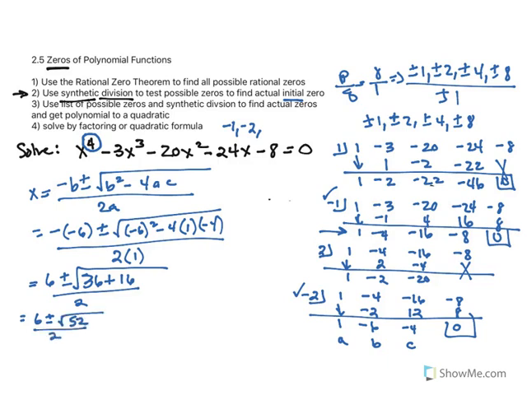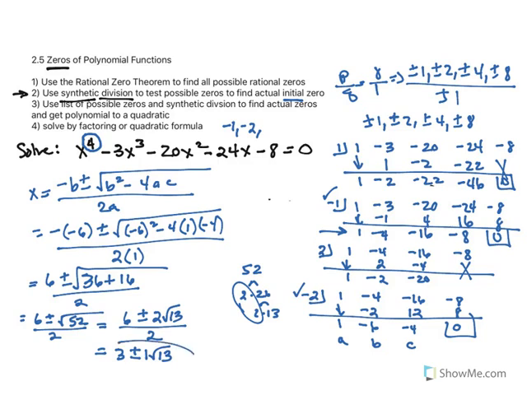52 over 2. So we have to break down that 52. So 2 times 26, 2 times 13. So I have a pair of 2's in there. So 6 plus or minus 2 square root of 13 over 2. So how does that simplify? Remember, 6, 2, and 2, they must all share a common factor. So 3 plus or minus 1 square root of 13. But you don't have to put the 1, right? So that would be 3 plus or minus square root of 13 would be my other two zeros.